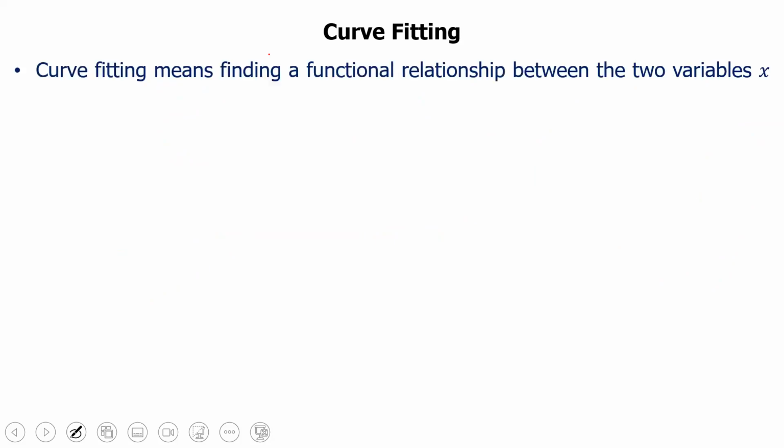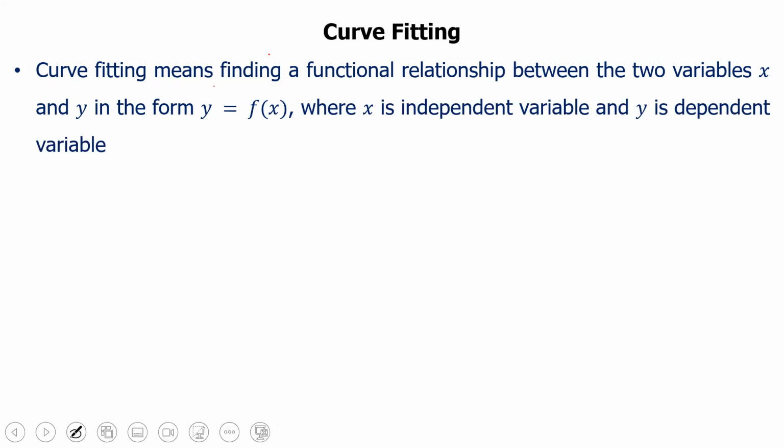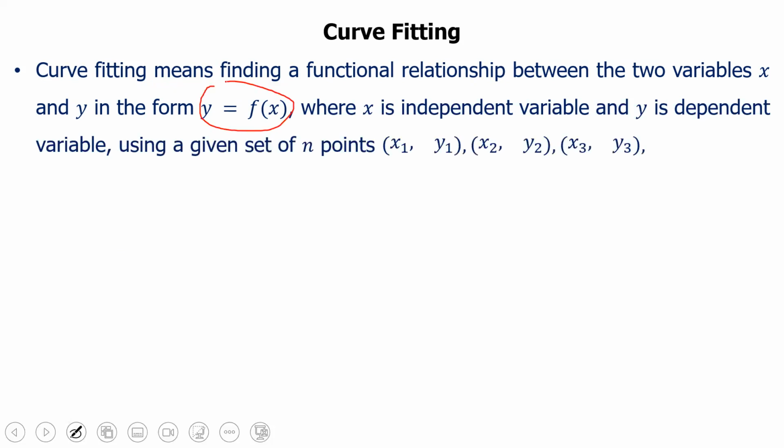Okay, so let us start. What is the meaning of curve fitting? Curve fitting means finding a functional relationship between the two variables X and Y in the form Y is equal to f of X, where X is the independent variable and Y is the dependent variable, using a given set of points x1, y1, x2, y2, x3, y3, and up to xn, yn.